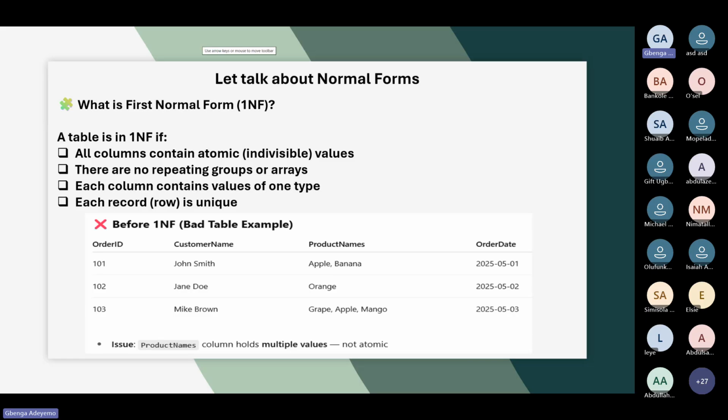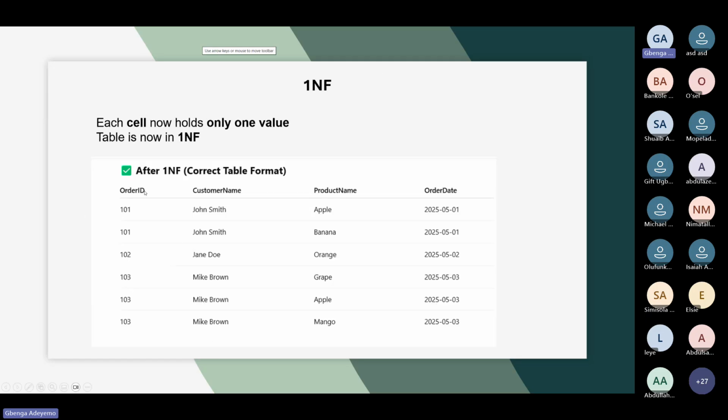So you see that in product names, we have apple, banana, we have grape, apple, mango on one row, and it's not meant to be so. But when I apply one normal form on this, what is going to happen now? This is now how the table is going to look. What is the difference that you see between this one and this one? Anybody? Any observation? Before we applied one normal form on this, and now that we have one normal form, what did you see?